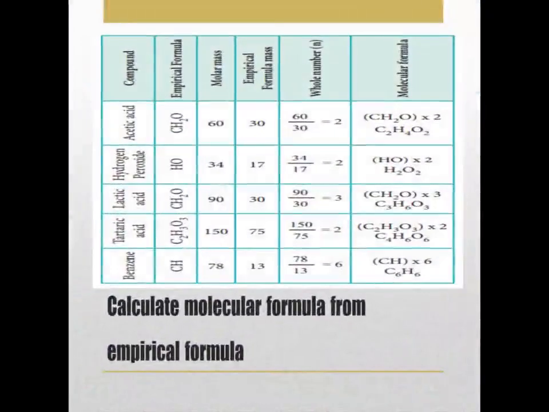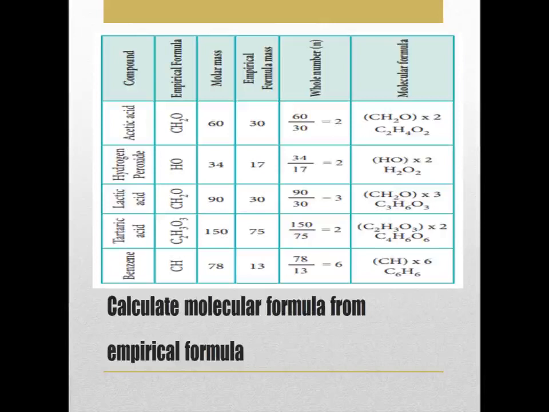Now, next, calculate the molecular formula from the empirical formula. How can you calculate it? First of all, what is a molecular formula? The molecular formula of a compound is a whole number multiple of the empirical formula. The whole number can be calculated from the molar mass of the compound using the expression n equals molar mass of compound divided by calculated empirical formula mass. Okay, that is the formula.